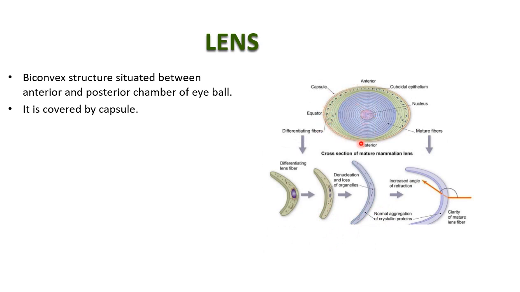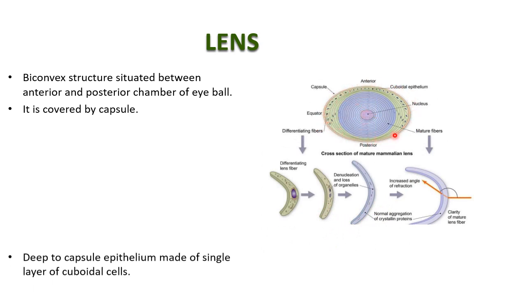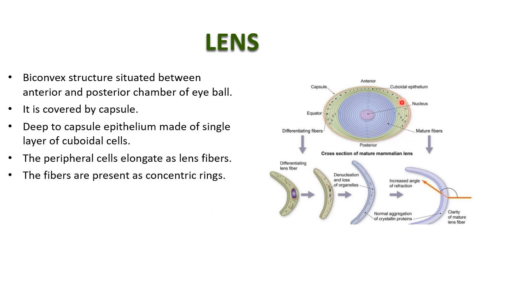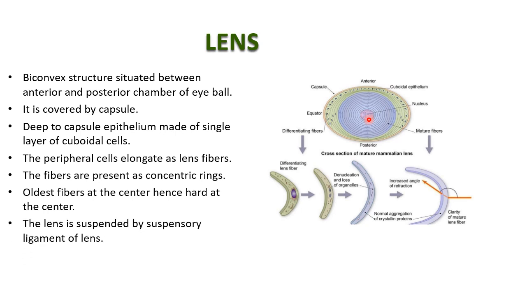Deep to the capsule, you have a single layer of epithelial cells, mainly forming the lens cells. They are cuboidal in nature. At the periphery, these cells elongate as the lens fibers. Okay, so the fibers are present in the form of concentric rings, and the oldest fibers are present at the center, and they are hard, and they form a structure which is called the crystalline.